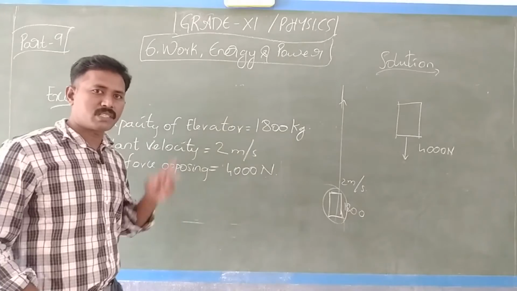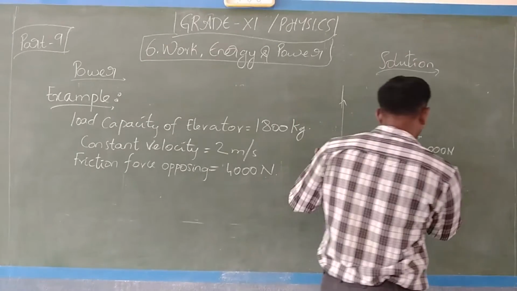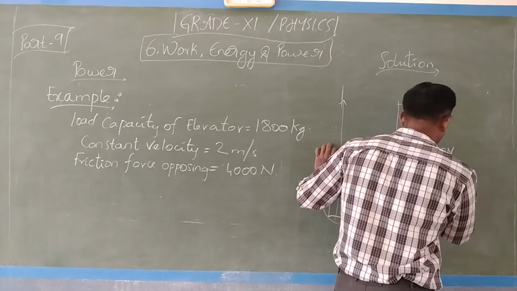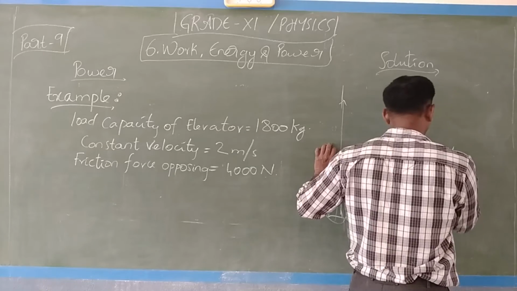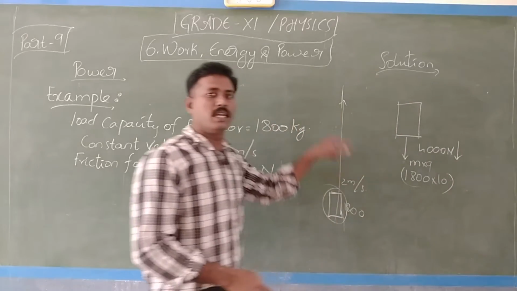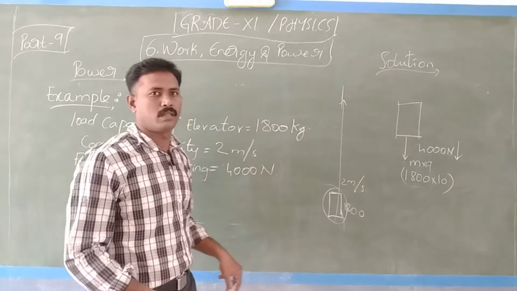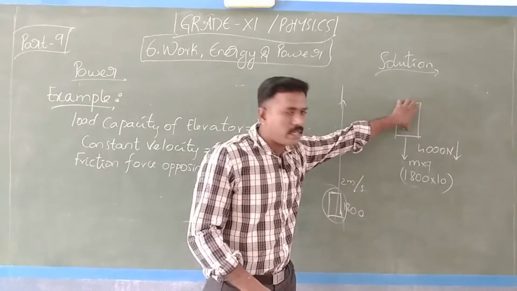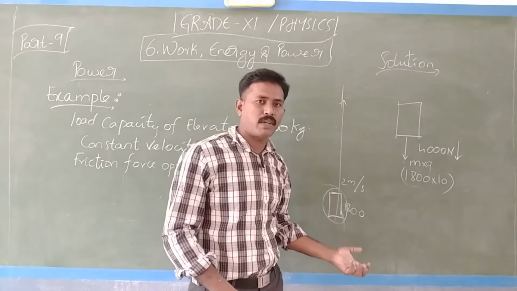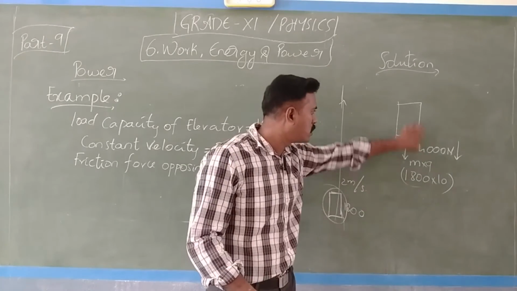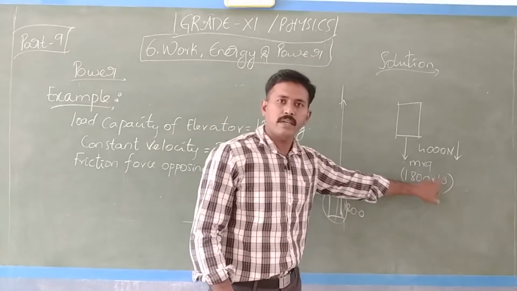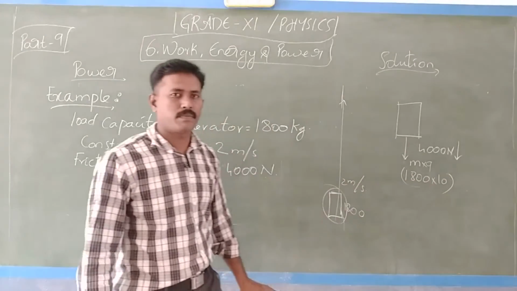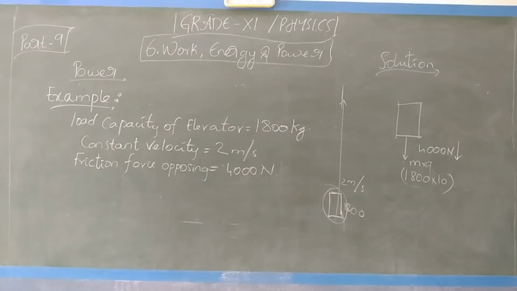Then what is the gravitation force? Mass into acceleration, m into g. The mass is 1800 and g is 10. So the downward forces are the friction force and the gravitation force. Friction force is acting downward. The weight goes up and gravity pulls it down. The gravitation force is mass into acceleration due to gravity.